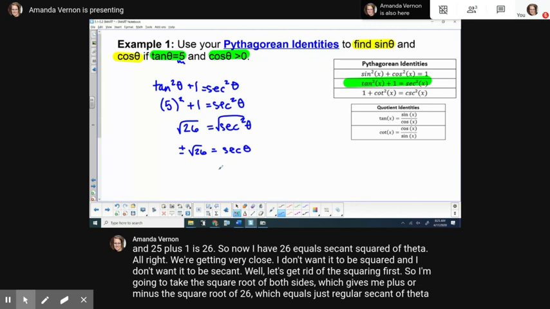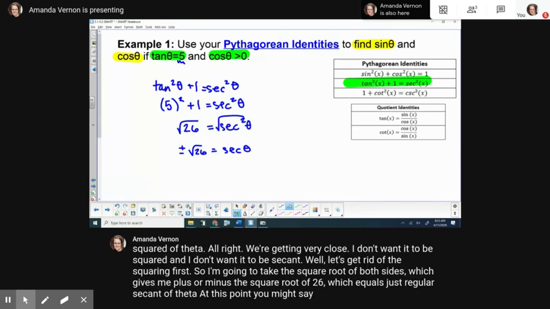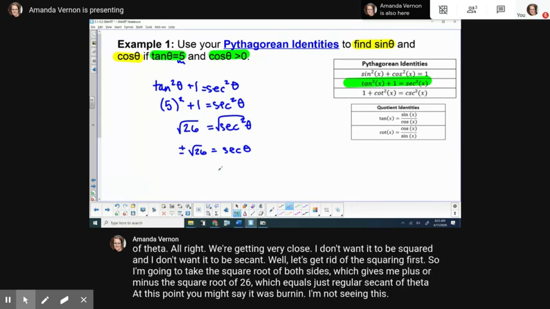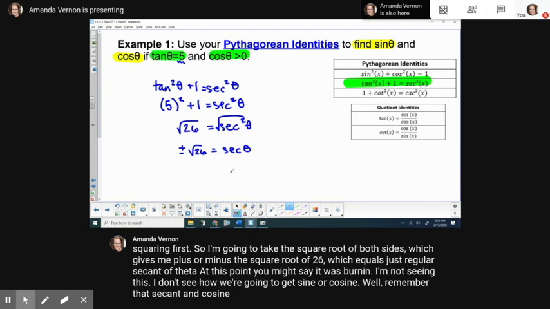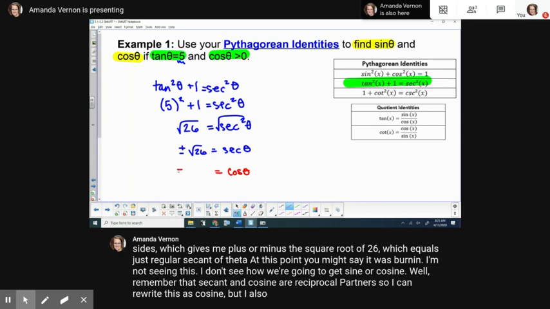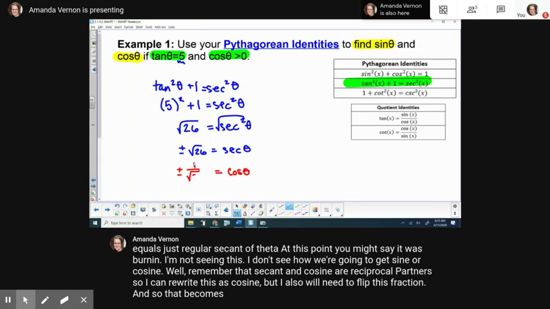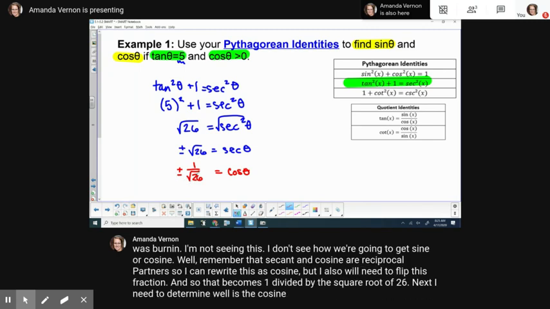At this point, you might say, well, Ms. Vernon, I'm not seeing this. I don't see how we're going to get sine or cosine. Well, remember that secant and cosine are reciprocal partners. So I can rewrite this as cosine, but I also will need to flip this fraction. And so that becomes 1 divided by the square root of 26. Next, I need to determine, well, is the cosine value going to be positive or negative?